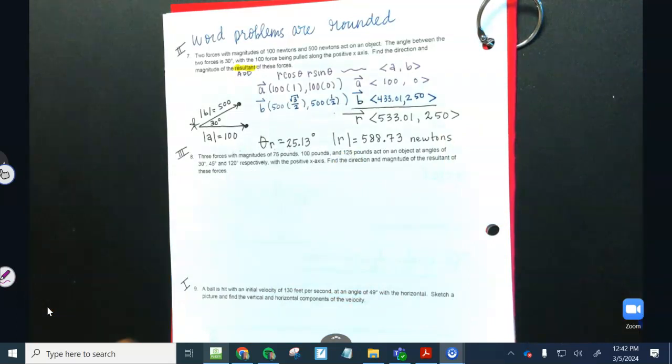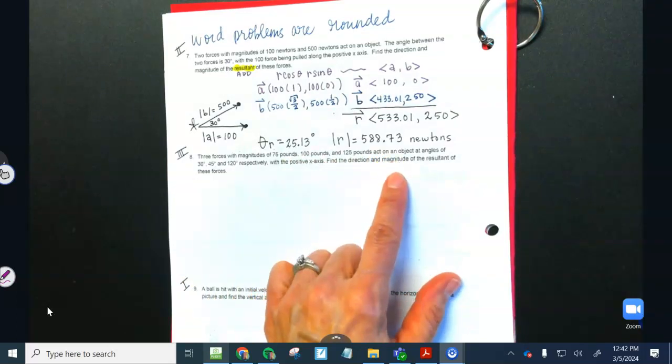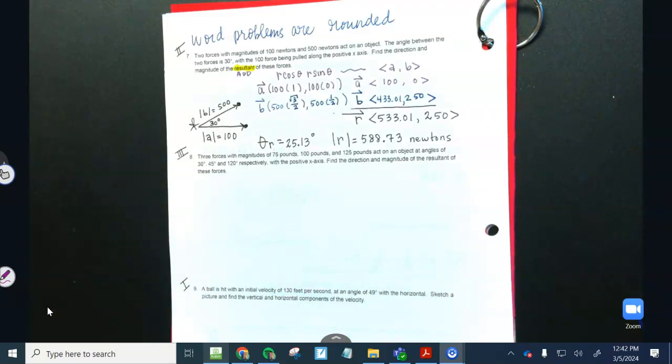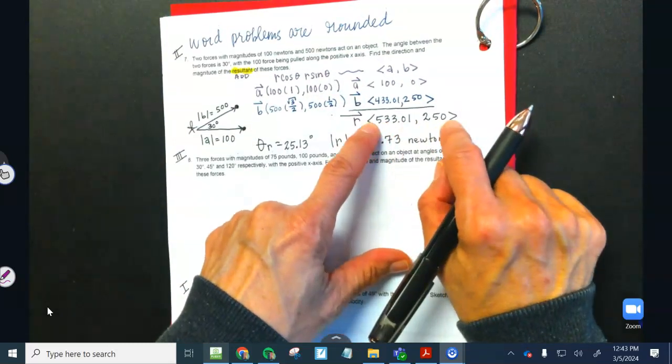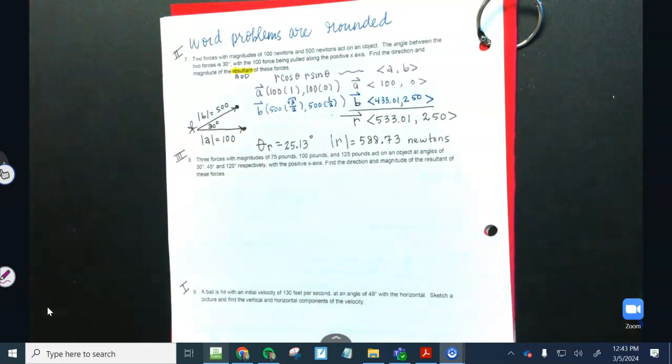Any questions? Everybody good on the 25.13 and the 588.73? Whenever it's big numbers like that, you want us to read it. Like the magnitude. The magnitude, yeah, magnitude's always rooted when it's in component form. If it's in this form, you don't root it. Okay, so there you go. That's going to be the answer for that. Now let's look at the next problem.